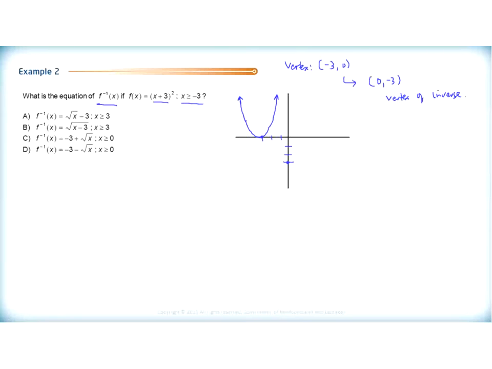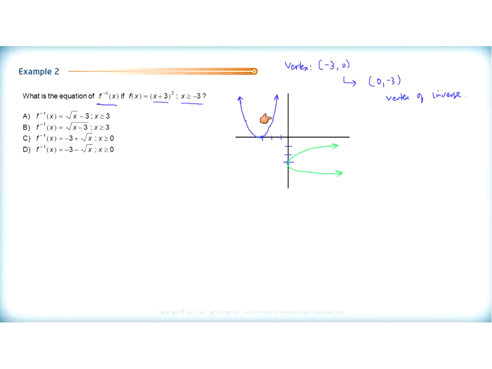So let's do a quick sketch of that one. So here is the graph of the inverse. Now we know that that's not a function at this point. Now let's see what we have here. We have a restriction on the original function, though, to be greater than or equal to negative 3. So if the restriction is greater than or equal to negative 3, then really all I should have graphed here was the right side of the parabola.